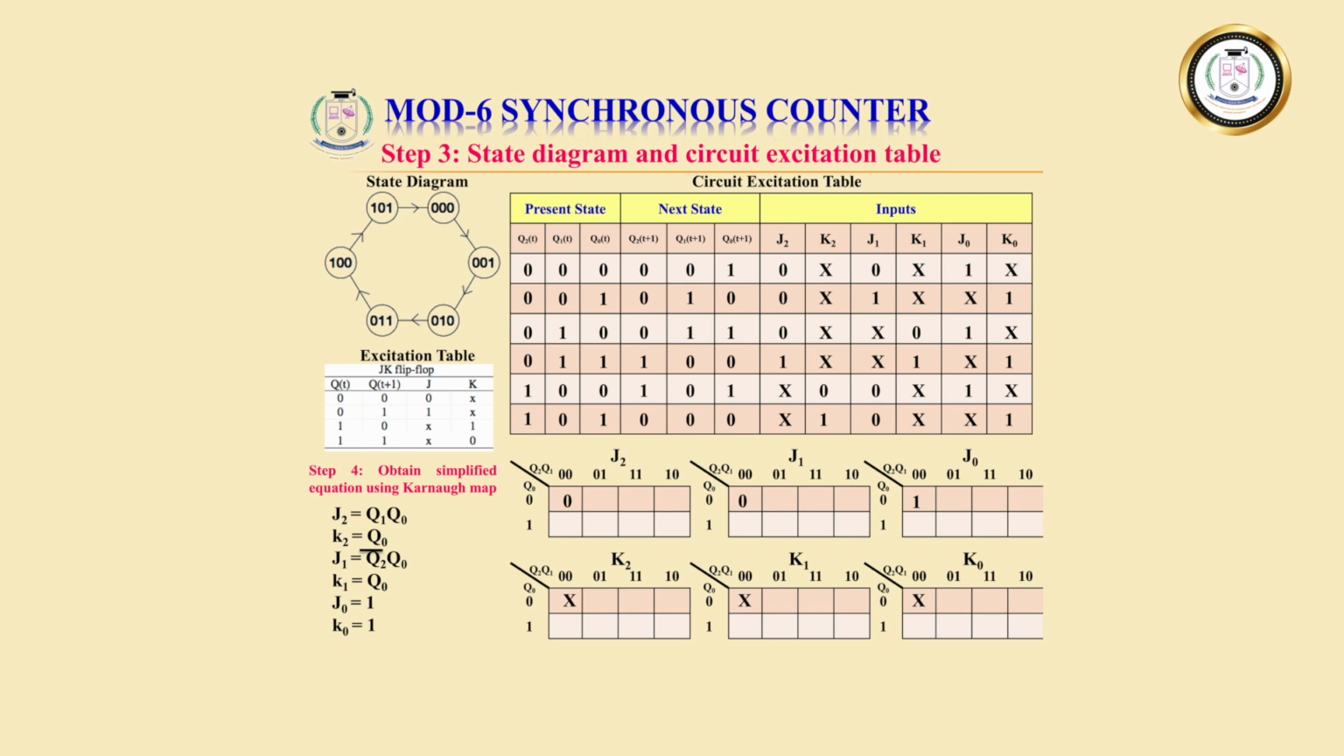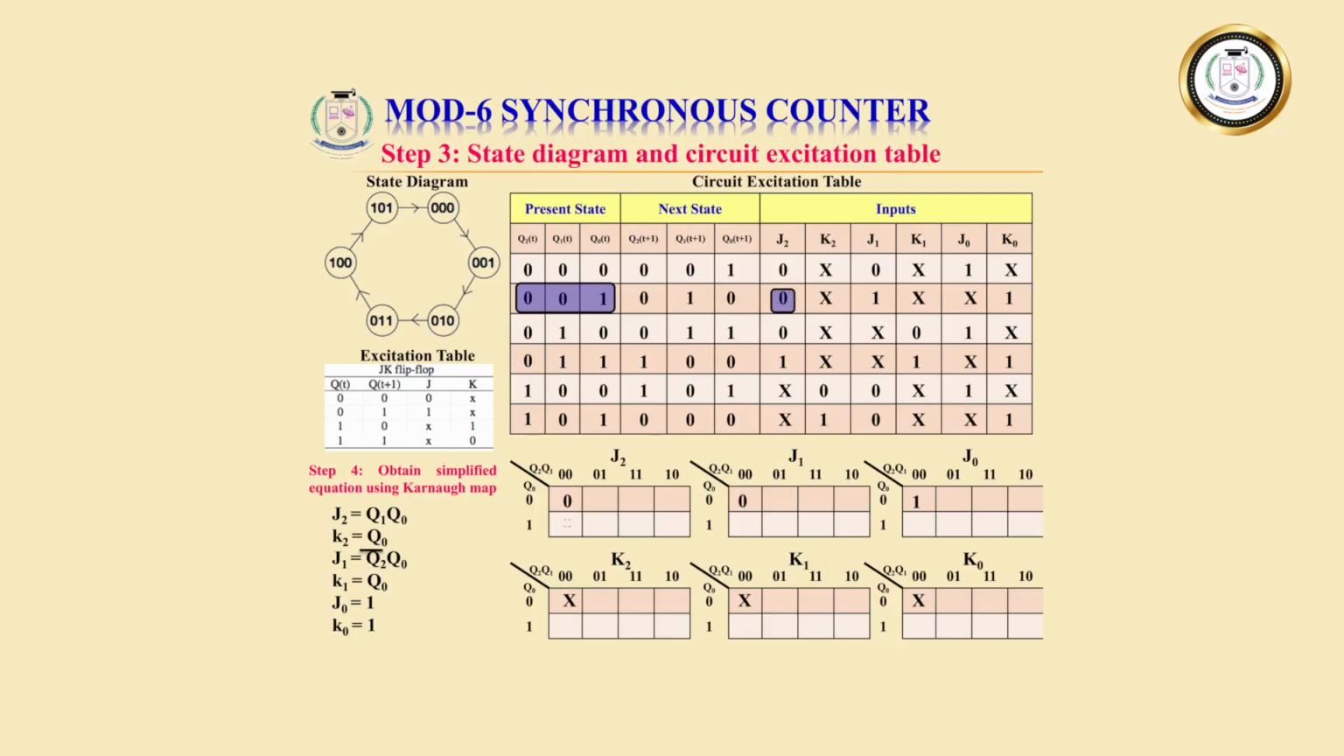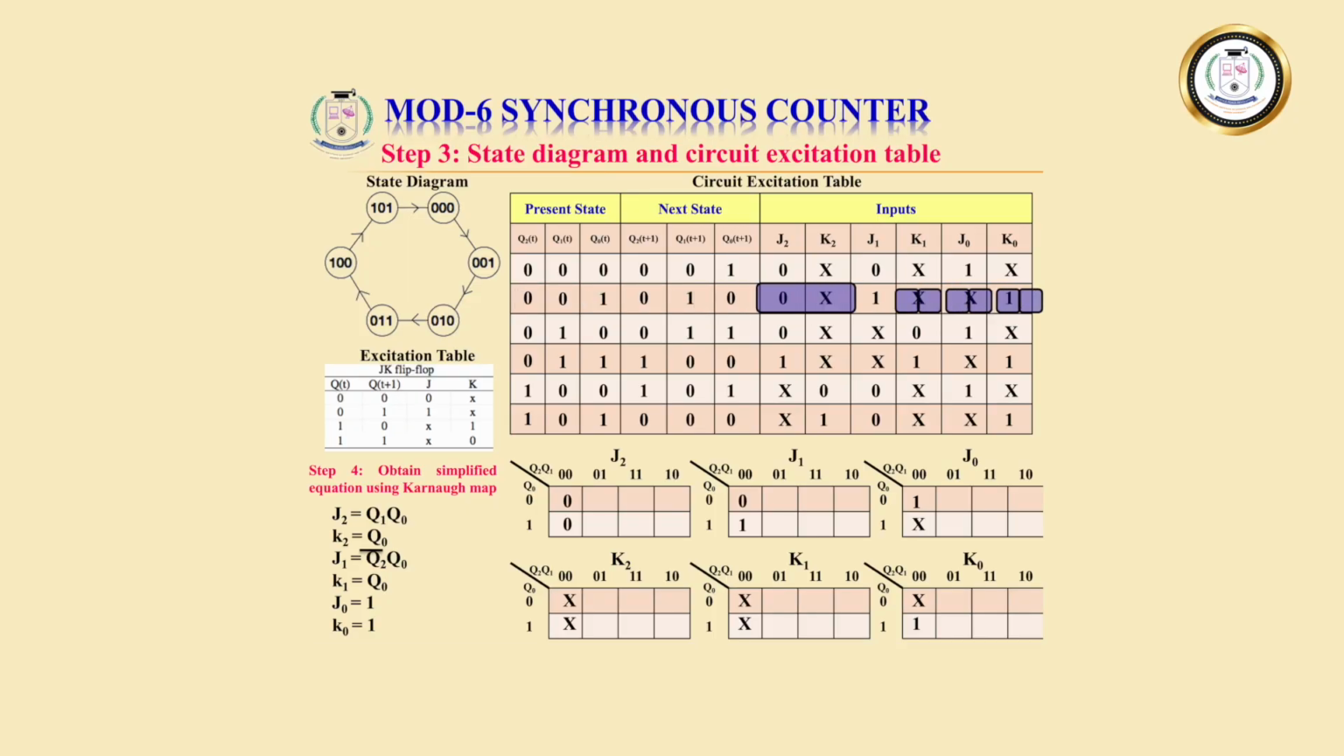The next present state is 0 0 1. Where is the position of 0 0 1? Here. So it is going to be 0 here, and here it is going to be don't care, and here it is going to be 1. So that 1 is placed here. And next one it is going to be don't care, and this don't care will come here and this one will come here. So now we have completed filling the present state 0 0 1. Next we will move on to the further step.